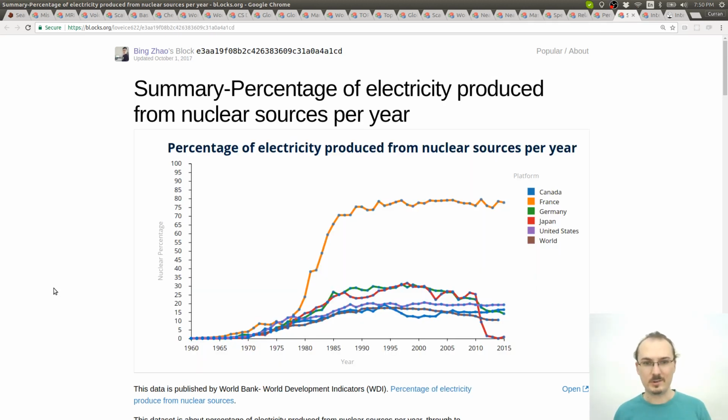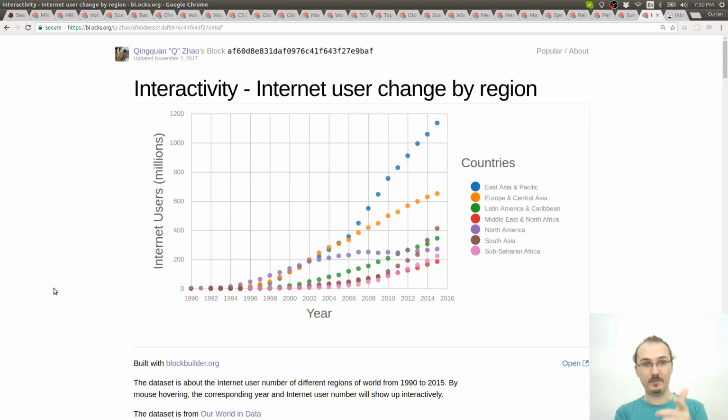This one is a nice sort of fusion between a scatter plot and a line chart. This visualization of internet users by region over time, I thought was really interesting just to read it. It shows North America almost peaked around 2000 or so, and then East Asia and Pacific is really skyrocketing compared to the rest of the world.